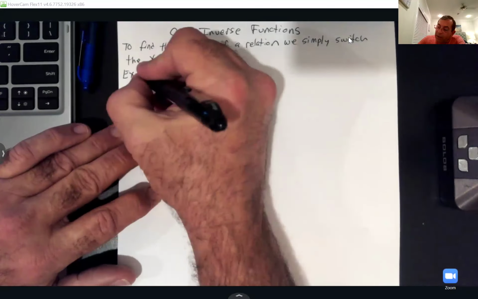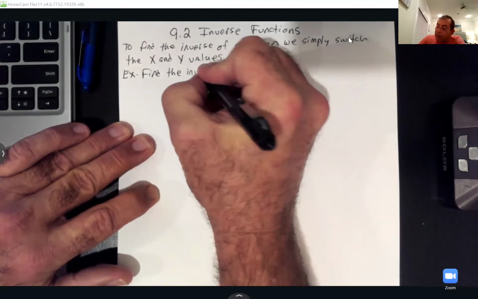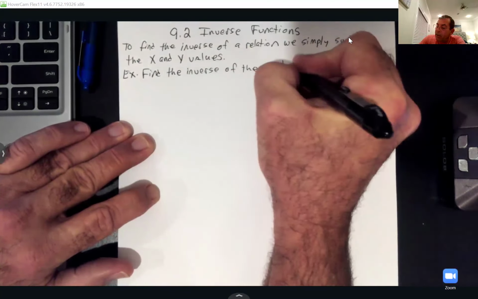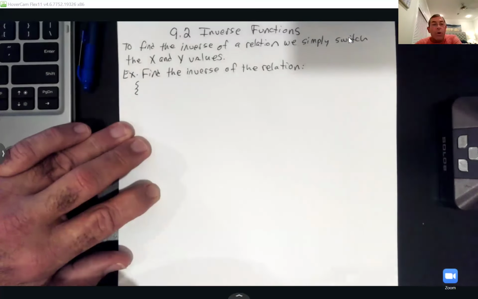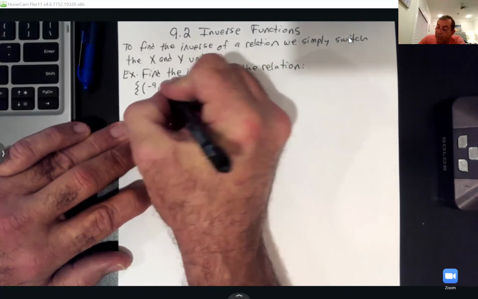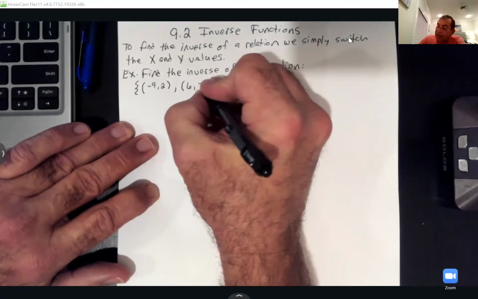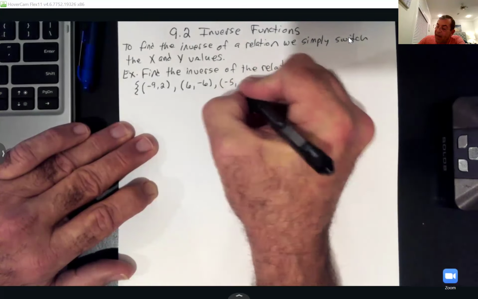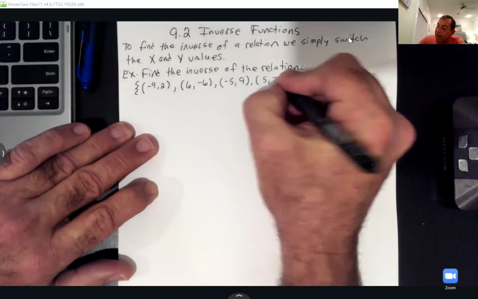So let's start with their first example. Find the inverse of the relation. Now, this relation they're giving me as a set of ordered pairs. They're giving me (-9, 2). The next ordered pair is (6, -6). The next ordered pair is (-5, 9). And then finally, the last ordered pair is (5, -5).